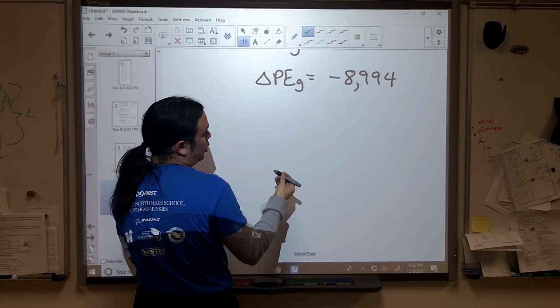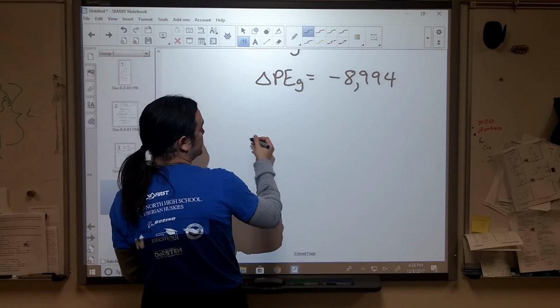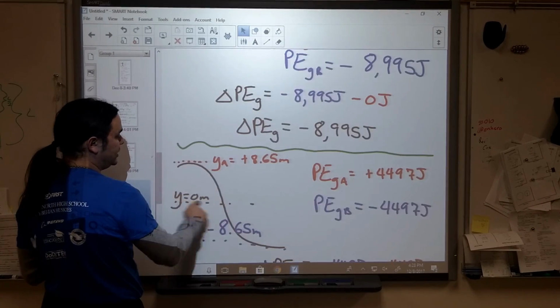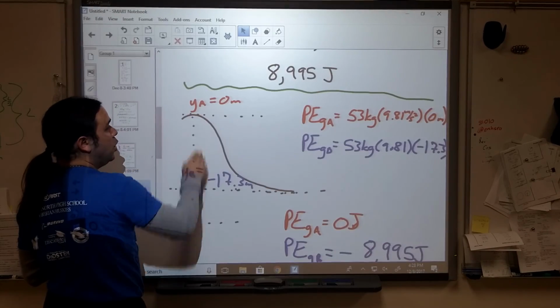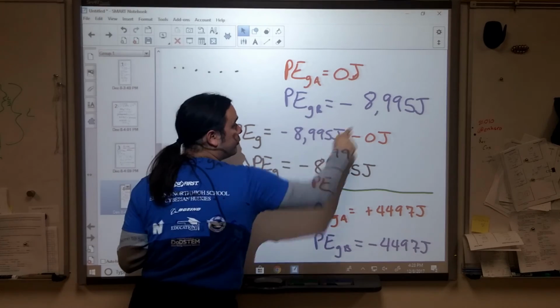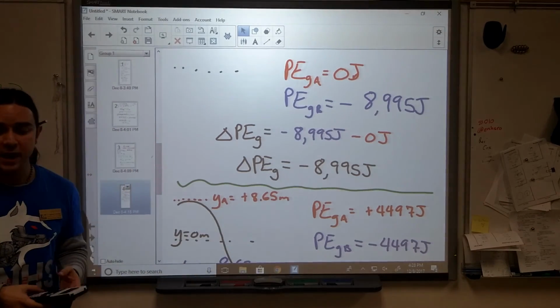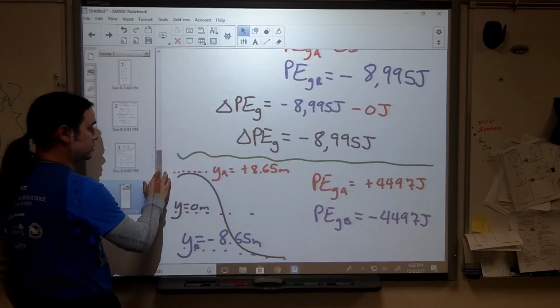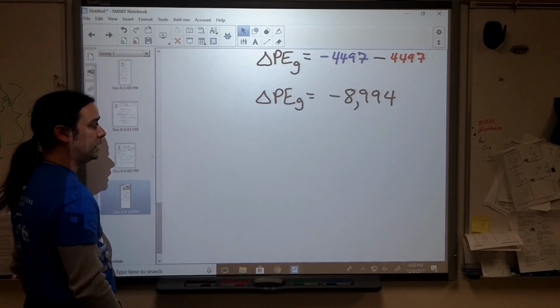In fact, I told you before that we'd probably just round this to 9,000. In short, we see that it doesn't actually matter where we set our y equals 0. We keep coming up with the same. And strangely enough, you can have negative gravitational potential energy. As long as you are consistent, you will continue to get the correct answers no matter where you set your y equals 0.